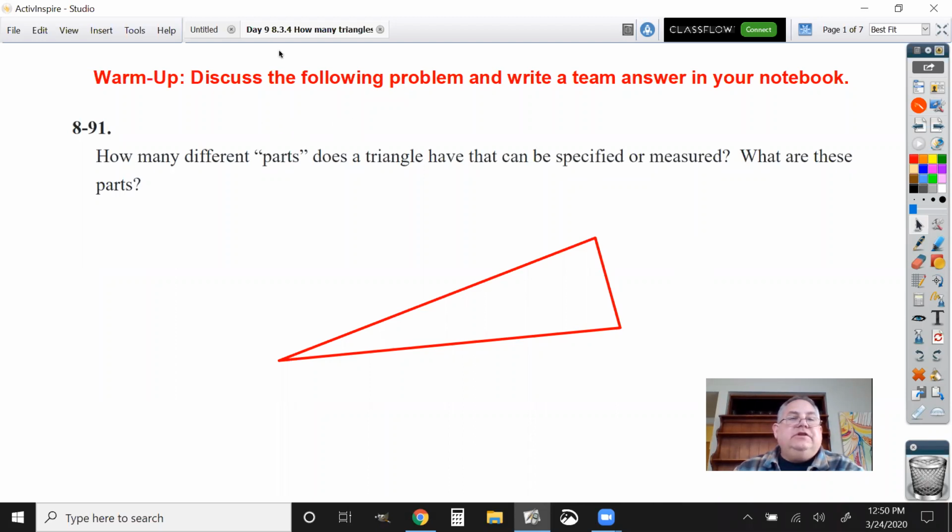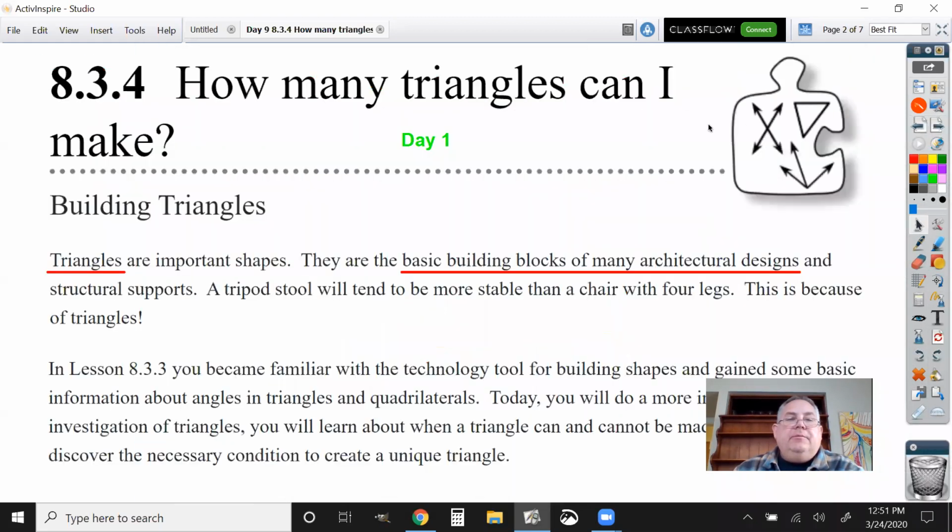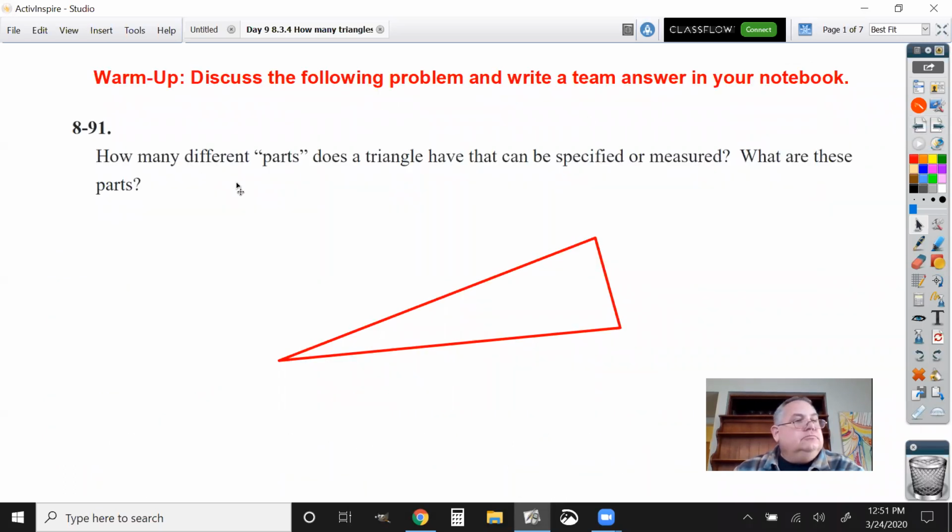This is the first day of section 8.3.4, and we're going to be looking specifically at how many triangles I can make. The ability to make a unique triangle requires a certain number of pieces of input, so that if I give you those pieces of input, we will all make the exact same triangle. Today, we're going to start learning how to determine how many pieces you need so that we all make the same triangle.